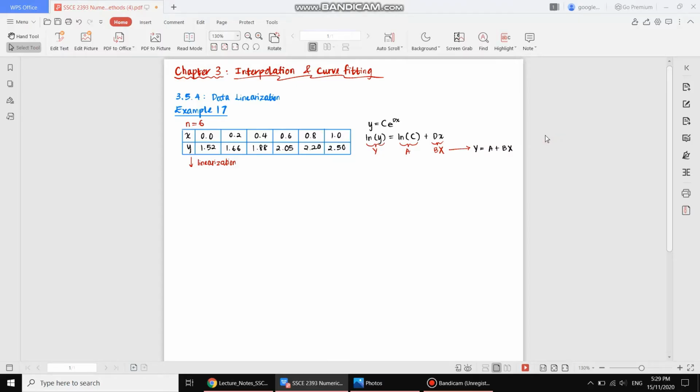Hello everyone, I'm going to present data linearization from chapter 3, interpolation and curve fitting. And I'm going to show you an example to help you understand more about this topic.